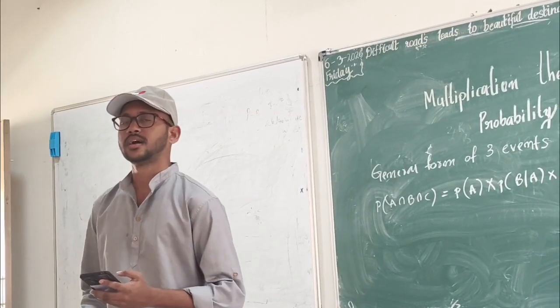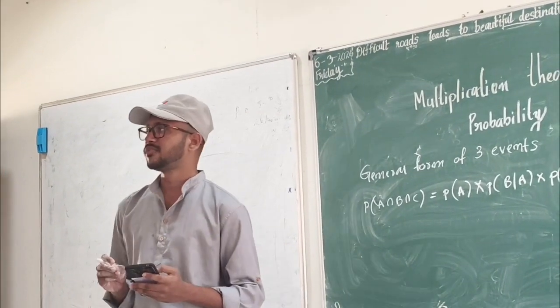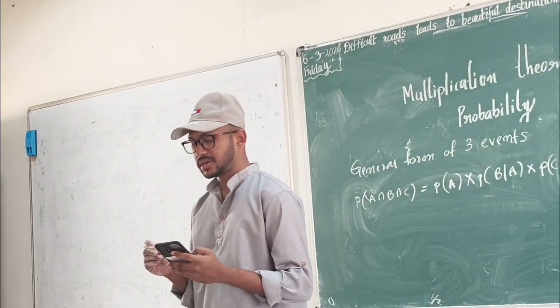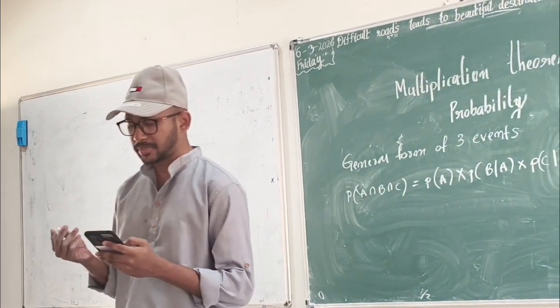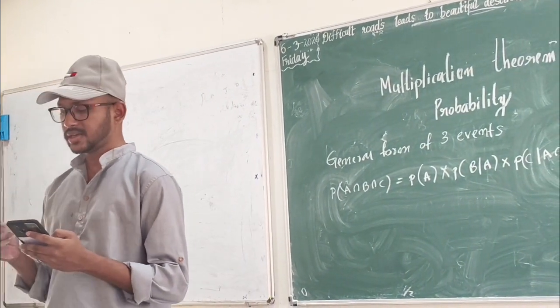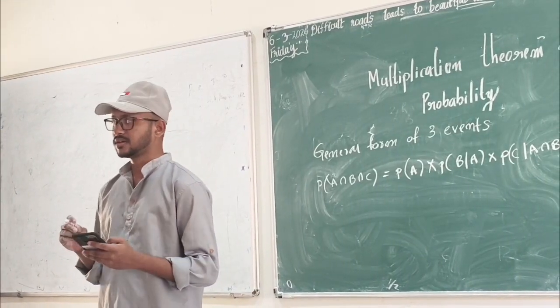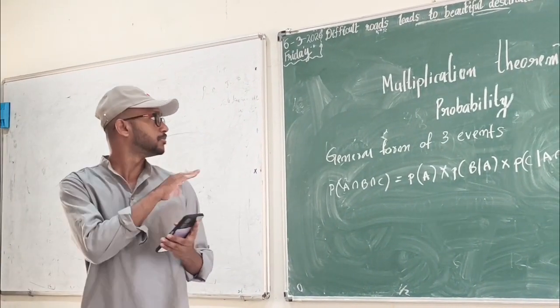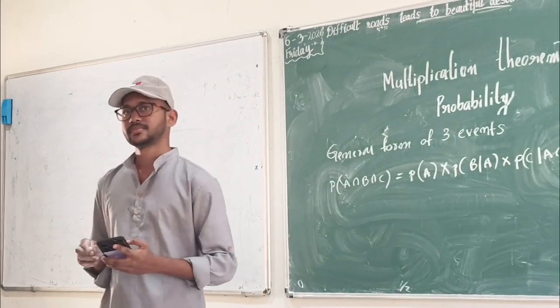So from this we can understand that the probability of simultaneous occurrence of two events is the probability of an event multiplied by the conditional probability of the second event given the first has occurred, and this is what the multiplication theorem of probability says.